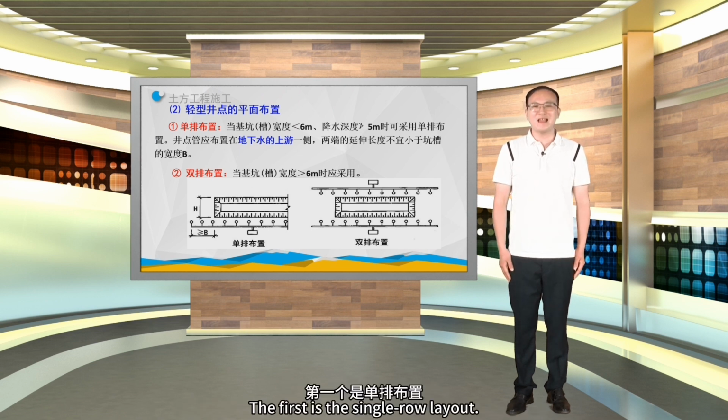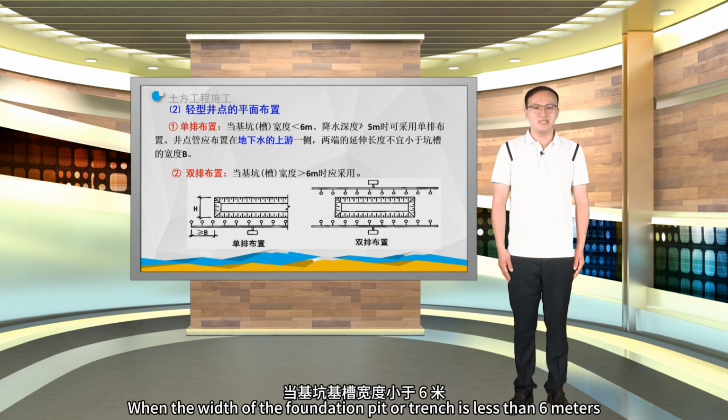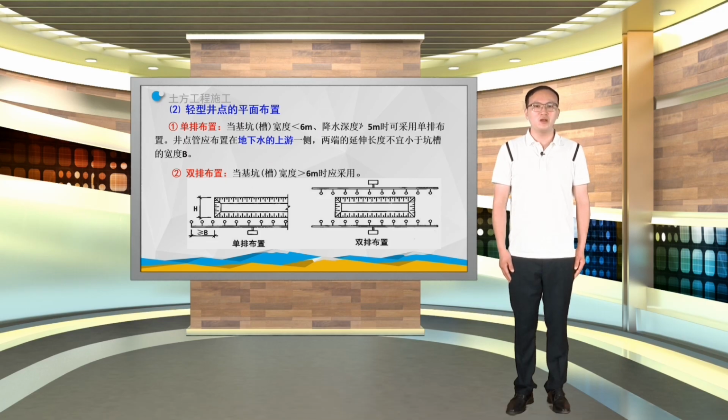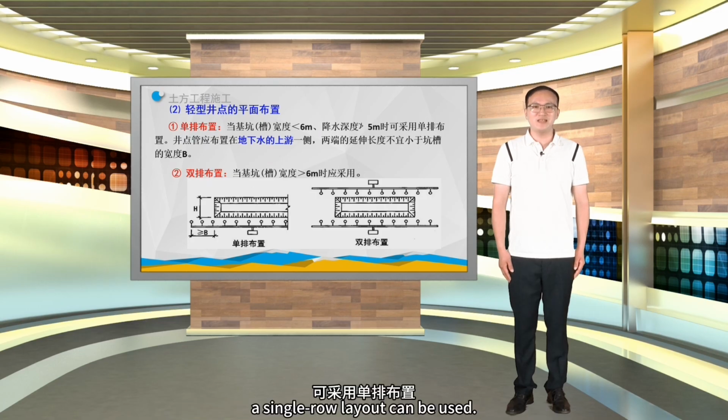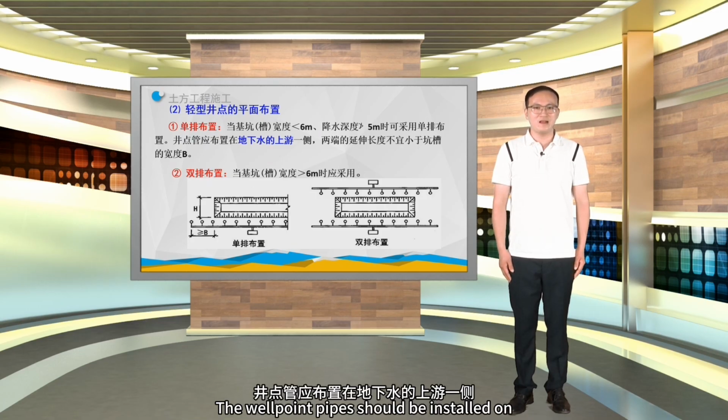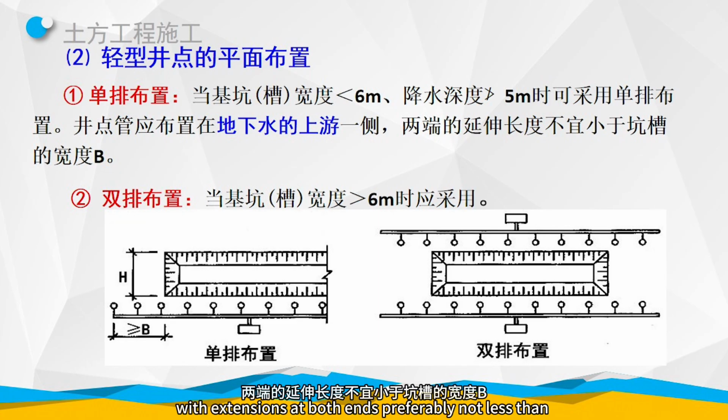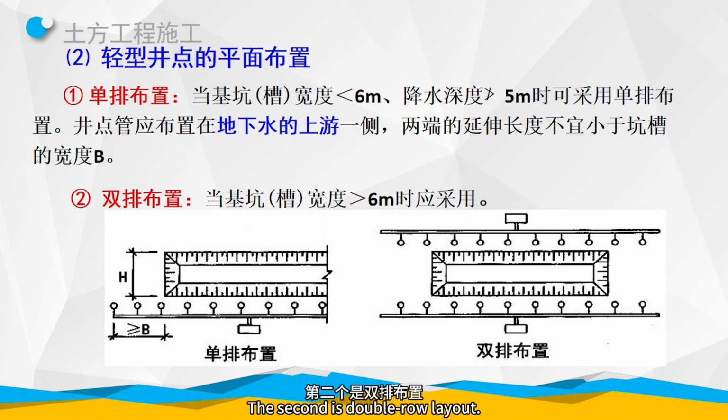The first is the single row layout. When the width of the foundation pit or trench is less than 6 meters, and the dewatering depth does not exceed 5 meters, a single row layout can be used. The well point pipes should be installed on the upstream side of the groundwater flow, with extensions at both ends, preferably not less than the width b of the pit or trench. The second is double row layout.